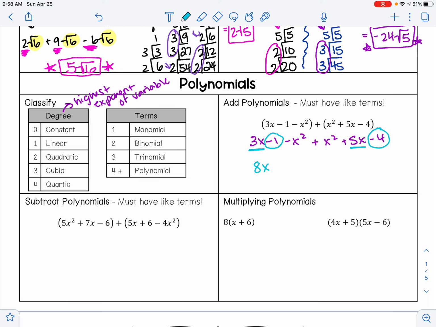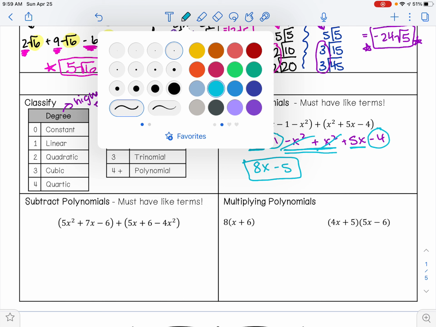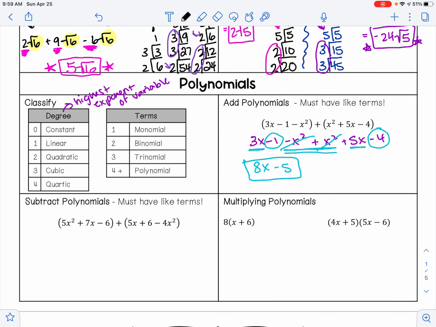-1 and -4 are like terms. -1 minus 4 is -5. And then -x squared plus x squared are like terms. -x squared plus x squared is 0, so these cancel. So my answer is 8x minus 5. If I wanted to classify this polynomial, my highest variable exponent is 1, so that makes this linear. And then I have 2 terms, so it's a binomial. So this would be a linear binomial.